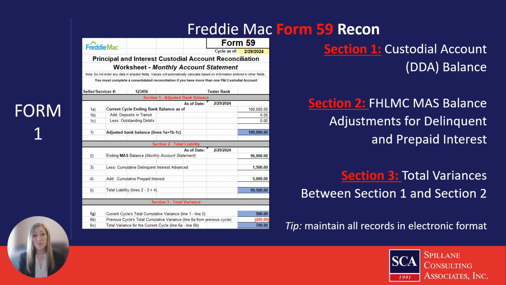The first form you will complete is Freddie Mac's Form 59, which is comprised of 3 sections. Section 1 breaks down the ending balance in your custodial DDA. Section 2 identifies the ending balance from Freddie Mac's monthly account statement, adjusting for certain delinquent and prepaid interest amounts. Finally, in Section 3, the form identifies the difference between Section 1 and Section 2, known as your cumulative variance, as well as the portion of that variance that occurred in the current cycle.